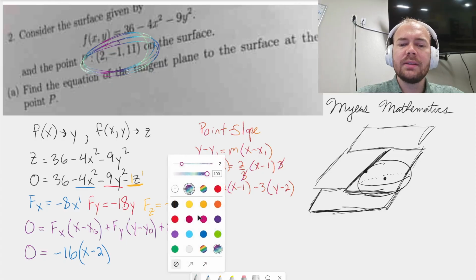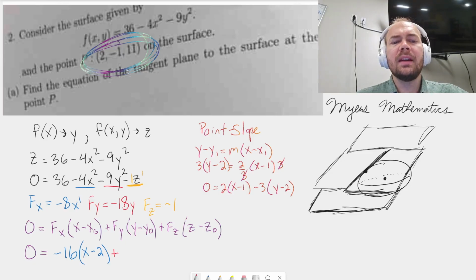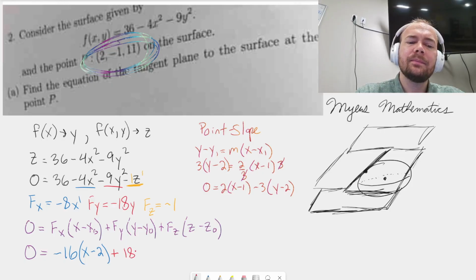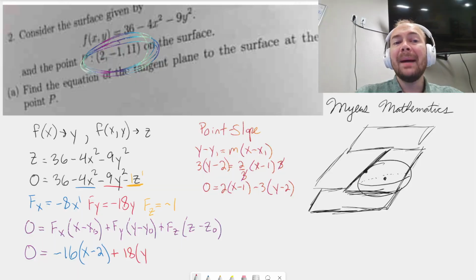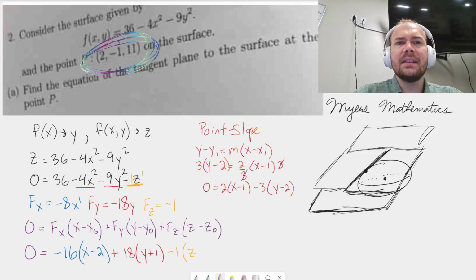And then the next part is going to be f of y. Fy is going to be negative 18y, but y is negative 1 for our point. So it's going to be negative 18 times negative 1 is 18. Y minus negative 1, so y plus 1. And then for the z, we're going to do plus negative 1, but minus 1, and then z minus z naught, or the initial point, which is 2 comma negative 1 comma 11, but specifically the 11 is the z value. And then we have our tangent plane to the curve.